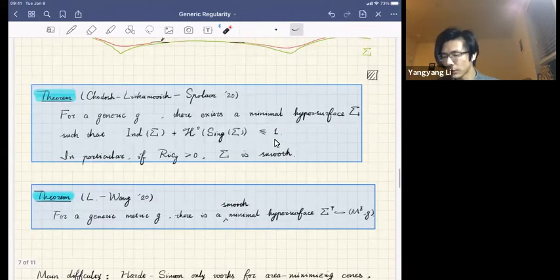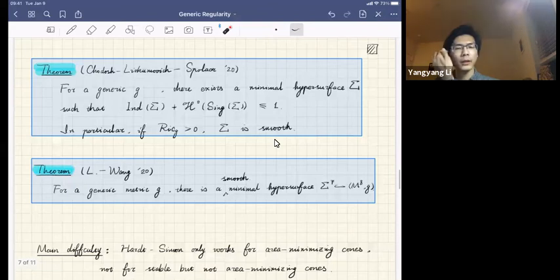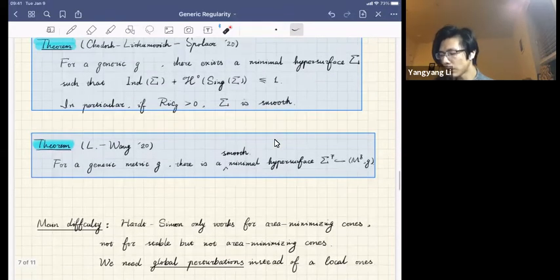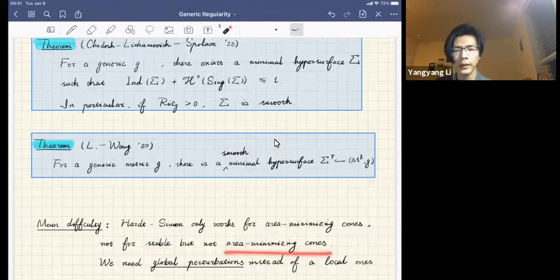Okay, so the main difficulty in our theorem is the following. We know that Hardt-Simon only works for area minimizing cones, but it doesn't work for stable but not area minimizing cones. In that case, the analysis of Hardt-Simon is not correct. So we need some different perturbation because using Hardt-Simon analysis, we can do some local perturbation, but here we may need something like global perturbations.